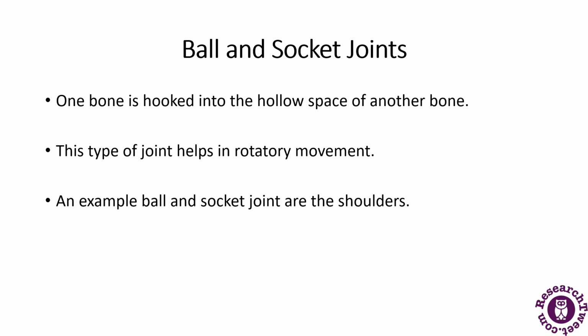Now, ball and socket joints. Here one bone is hooked into a hollow space of another bone. This type of joint helps in rotatory movement, and the rotatory movement is here in the shoulders. So the shoulders can be rotated easily. The ball and socket joints are present in the shoulder.